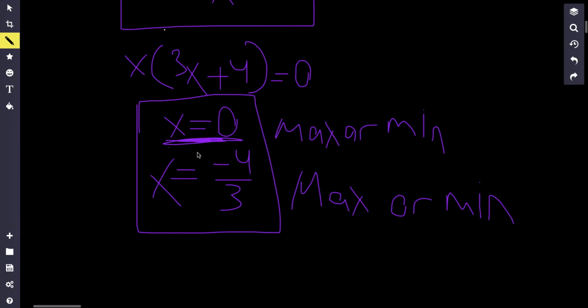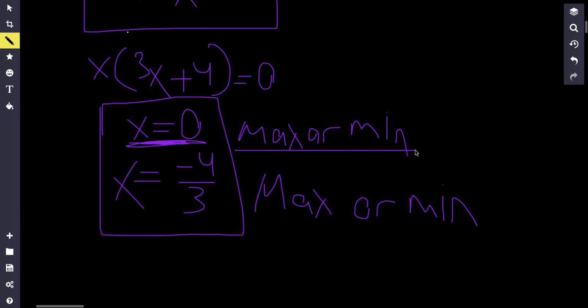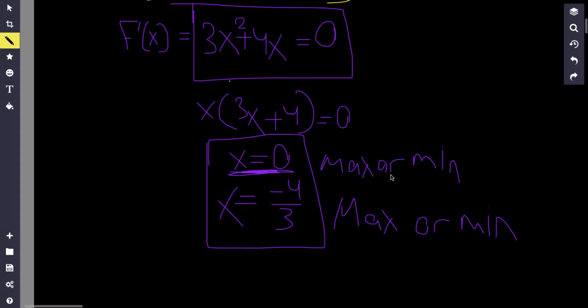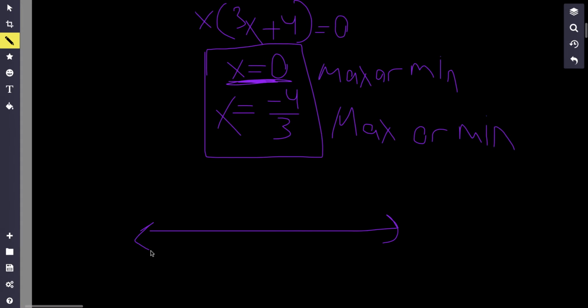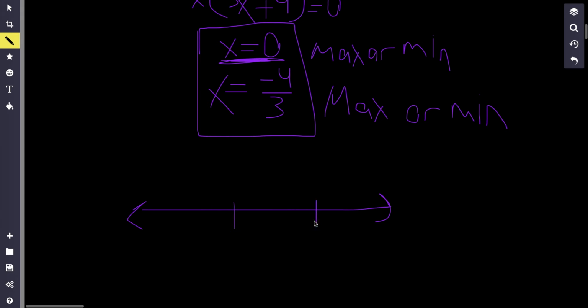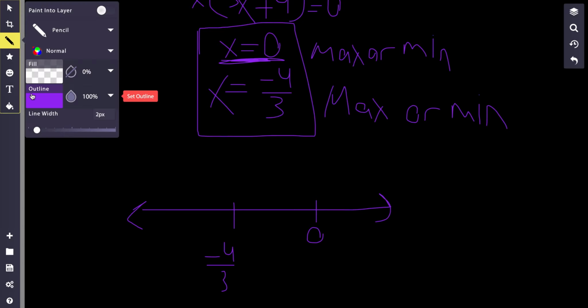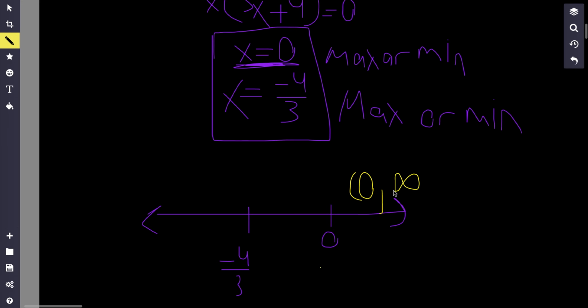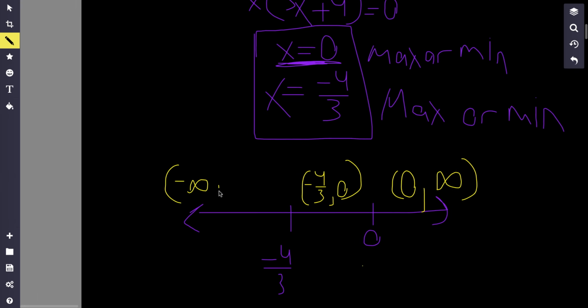Now, right over here, this x is equal to 0 and this x is equal to negative 4 over 3 only give us information on whether it's a maximum point or a minimum point. And to find out specifically if it's a maximum or a minimum point, you'll have to do these steps. So first of all, you're going to draw a number line, and you're going to label the 2 points. So here is 0, and here is negative 4 over 3, okay? So notice how this number line is split into 3 parts. This part of the number line is from 0 to infinity. This part of our number line is from negative 4 over 3 to 0. And this part of our number line is from negative infinity to negative 4 over 3, right?